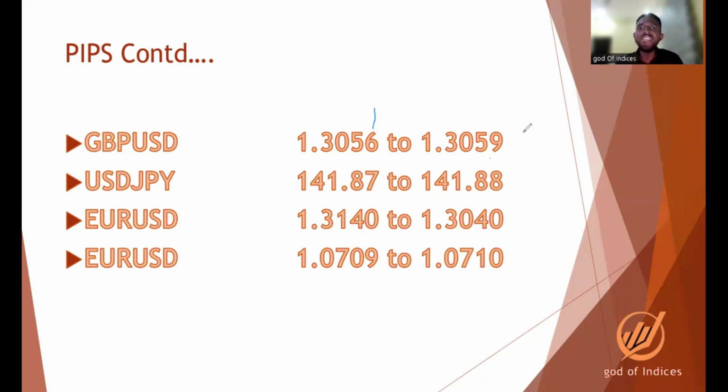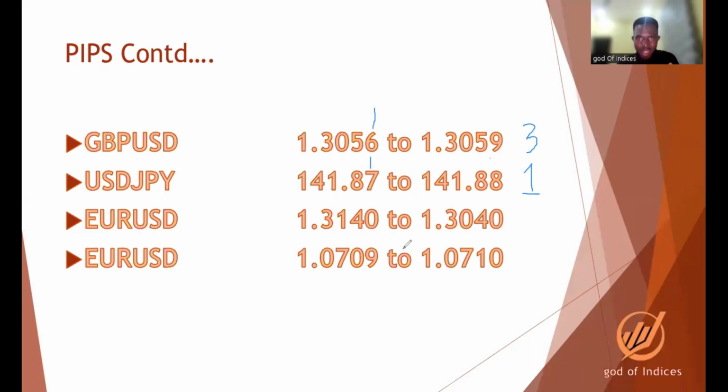Because I said the pip movement is the fourth decimal. So price has moved from 6 to 9. The difference is 3, so price has moved by 3 pips. Now I'm giving an example of JPY, because I said JPY pairs are different. It's the second decimal, so the pip will be this for JPY pairs. If price moves from 141.87 to 141.88, how many pips will we say price has moved? Simple, price has moved by 1 pip. So price has moved higher by 1 pip.